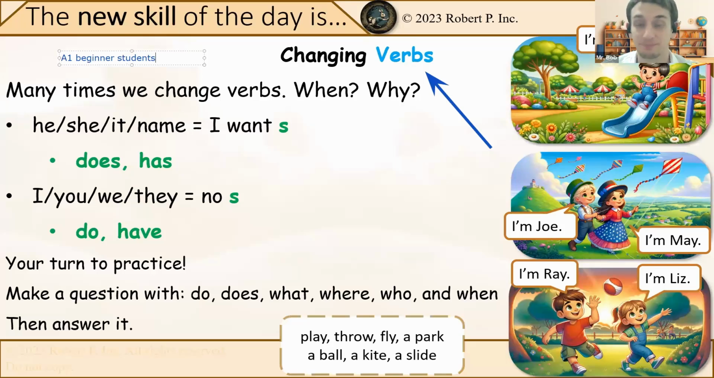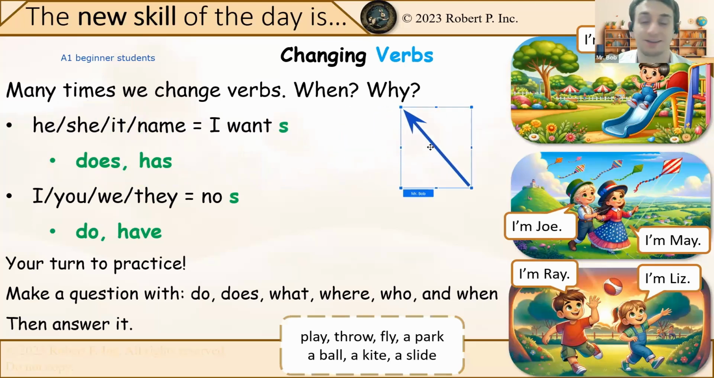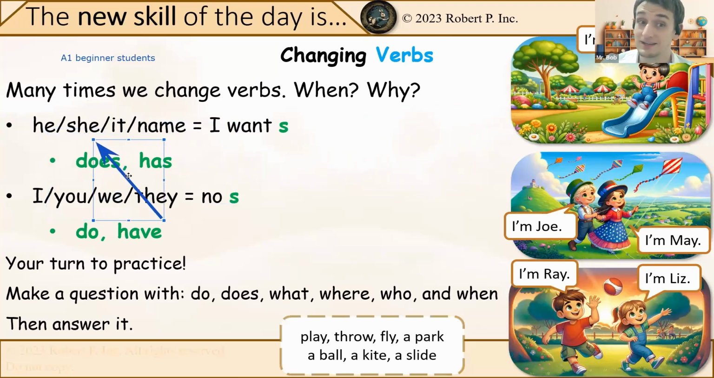Today, we'll talk about basic verb conjugation. We'll talk about changing verbs. Many times we change verbs. When? When do we change verbs? And why? Why do we change verbs? Well, he, she, it, name.